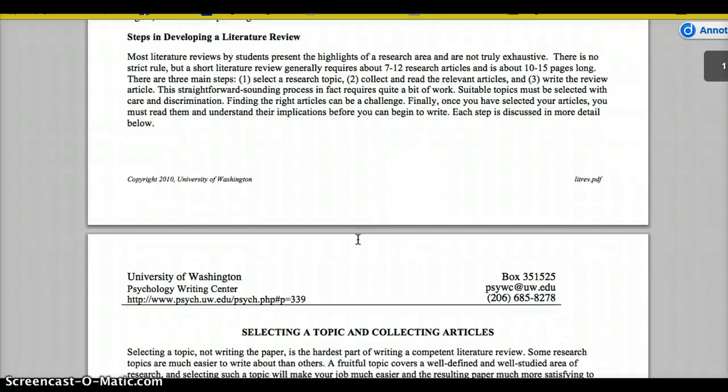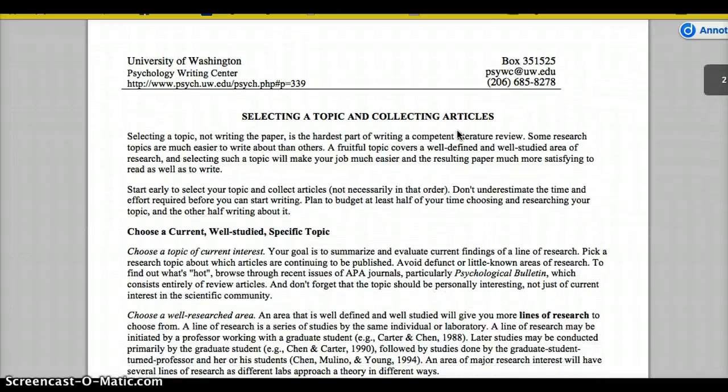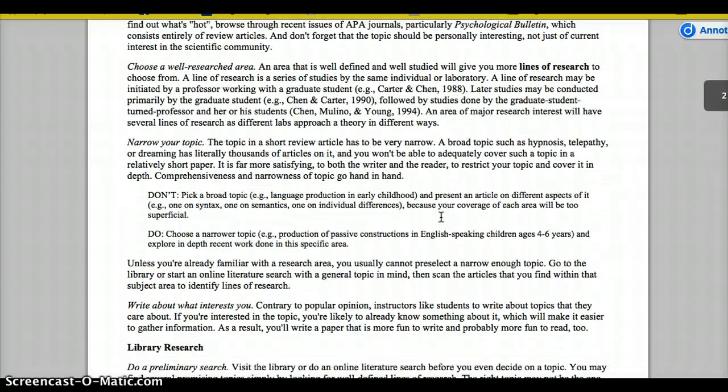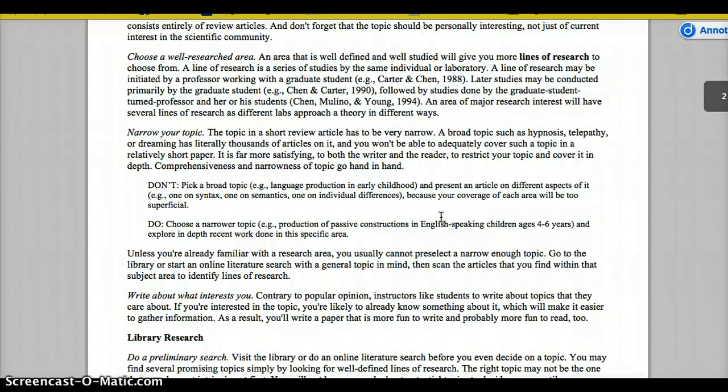And the instructions here are for a bit longer paper, 10 to 15 pages. Yours probably will not be that long. How to select a topic, what not to select, okay? Because you want to make sure you narrow your topic. As they note here, if you pick a big broad topic, it's going to be impossible to cover it all.